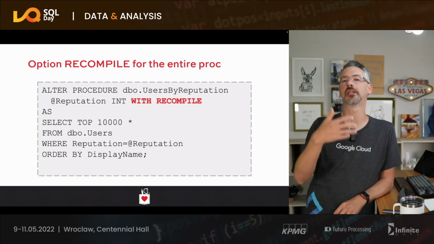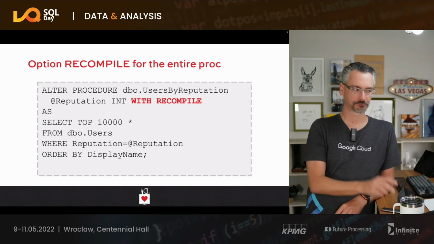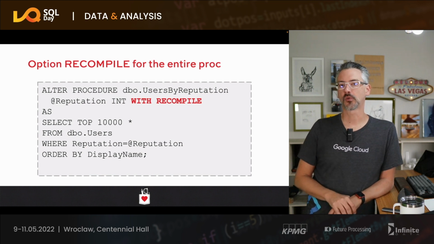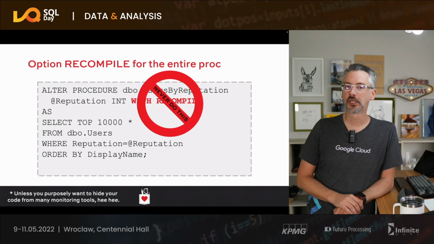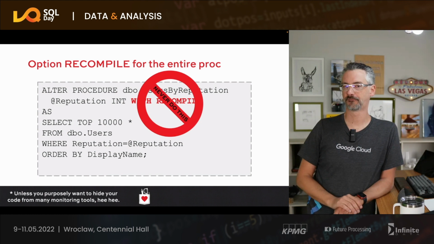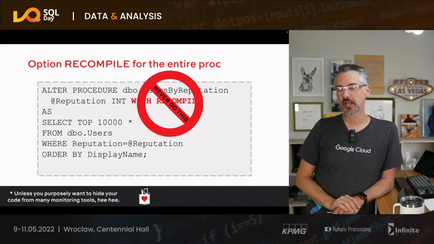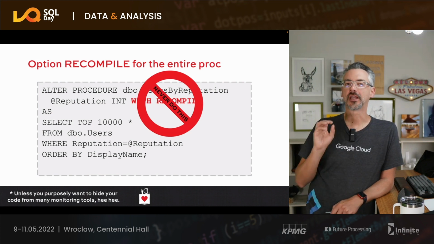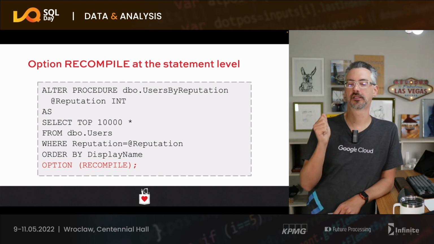One of the options that you can use is with Recompile. You can tell SQL Server, go put Recompile on this stored procedure so that every single time the stored procedure runs, build a brand new plan from scratch. Never, ever, ever, ever, ever put Recompile on the outside of a stored procedure. When you put Recompile on the outside of a stored procedure, SQL Server never remembers that that query has been run multiple times. What you want is option Recompile at the statement level.